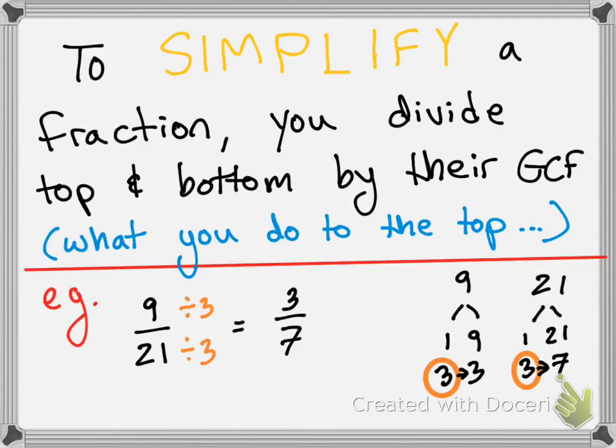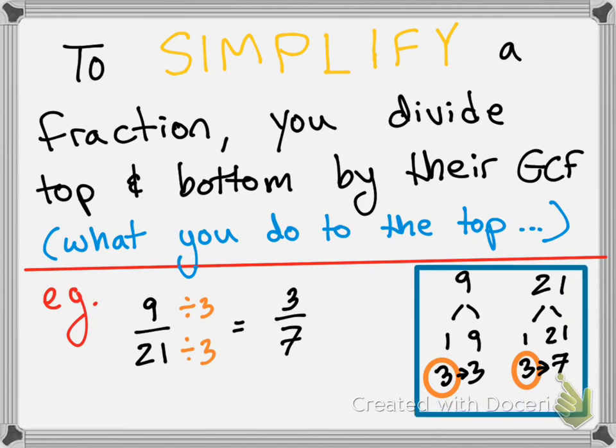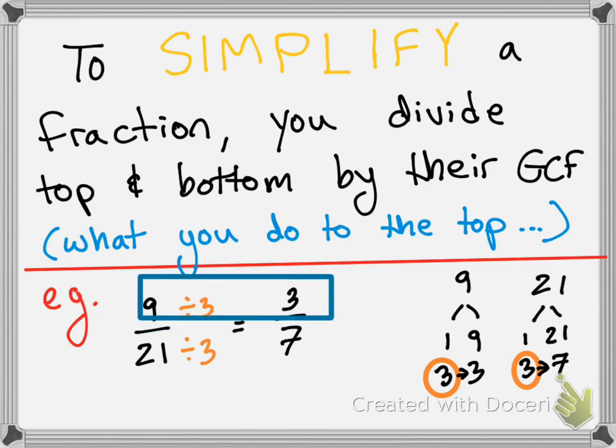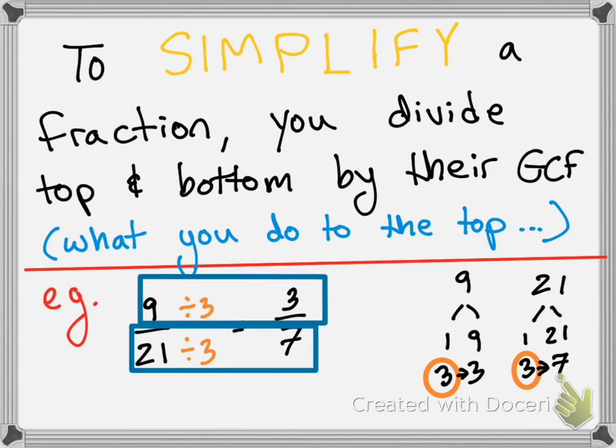So, to simplify a fraction, you have to divide the top and the bottom by their greatest common factor. So, remember our rule? What you do to the top, you do to the bottom. So, for example, if I had 9/21, I found the factors of them, and I found, okay, they both have a 3. Now, there's the normal method where you just divide each by 3. 9 divided by 3 is 3. 21 divided by 3 is 7.